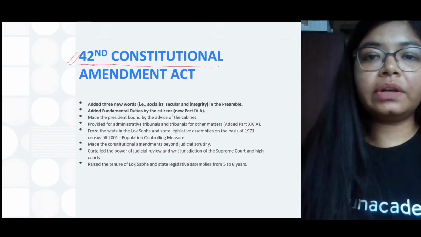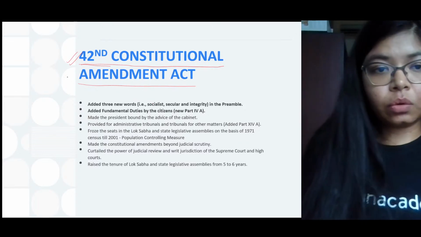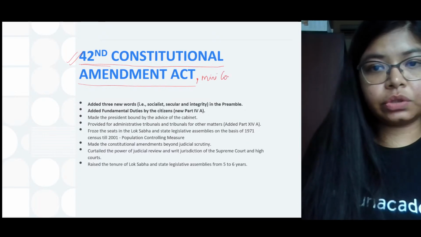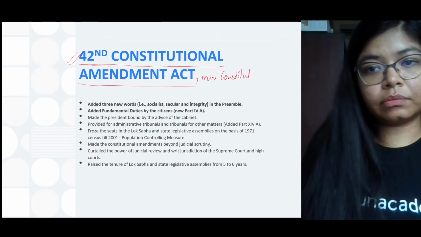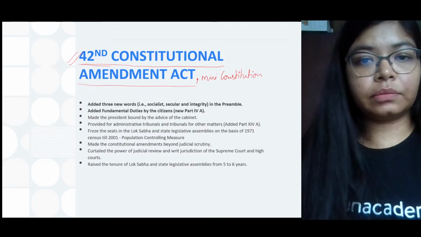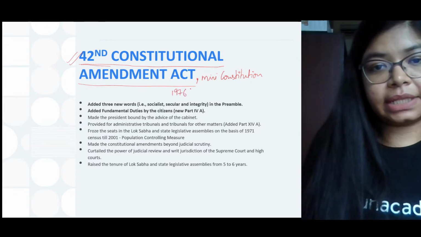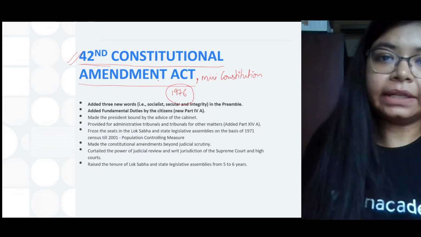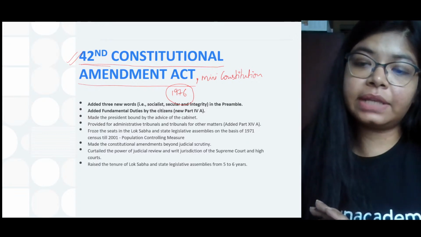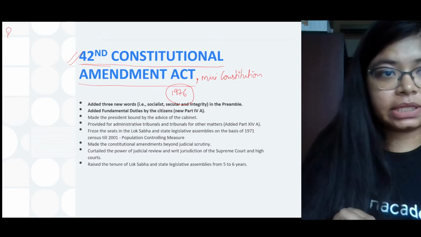So yeah, we were at the 42nd Constitutional Amendment Act. Fine. इसको this is called the mini constitution. Okay, and this was added in 1976. Fine. Now let's understand. So how we are going to understand is कि कहाँ पे क्या add किया, क्या amend किया and ऐसे. ठीक है.